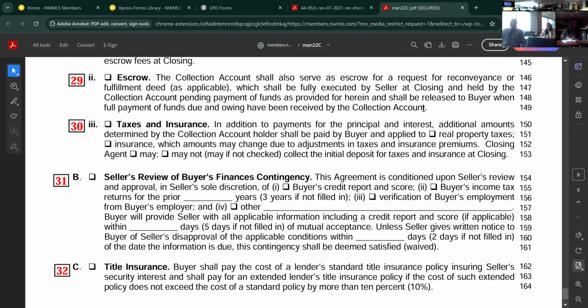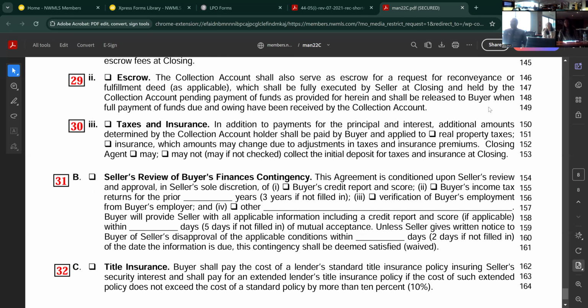Seller's review of buyer's finances contingency. This agreement is conditioned upon seller's review and approval, in seller's sole discretion, of either one: buyer's credit report and score, buyer's income tax returns for the prior years, not filled in. How many years does a lender need? Depends, but commonly 2. They usually need at least 2 years. I'm saying we can do one now with self-employed. Oh yeah, tax return, that's right.